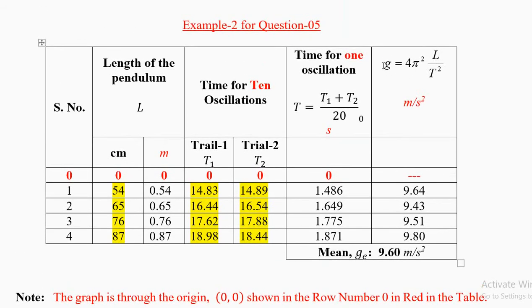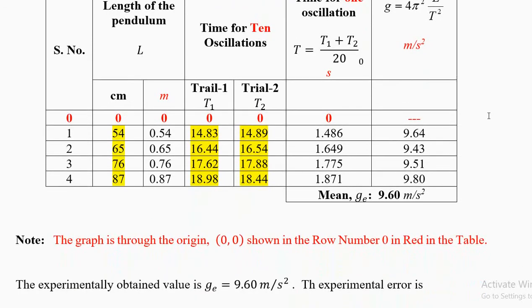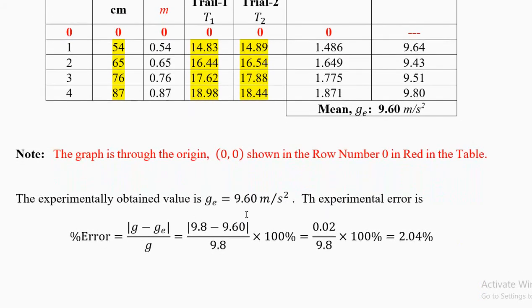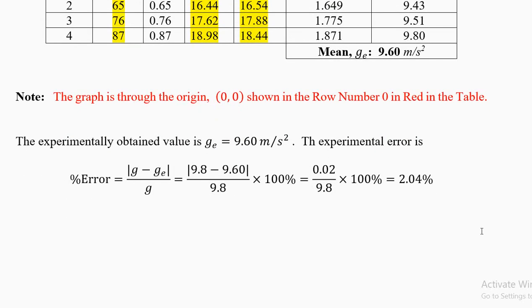What's the formula? You should know. Formula will not come in the exam. You should bring the formula in your head, not in the papers. Now take these 4 numbers. How many numbers are here? 4. Add all 4 of them, divide by 4, you'll get the average is 9.6. So your average is 9.6, 9.8 minus 9.6 divided by 9.8. It will be 0.02 divided by 9.8, which is 2%, 2.04%.